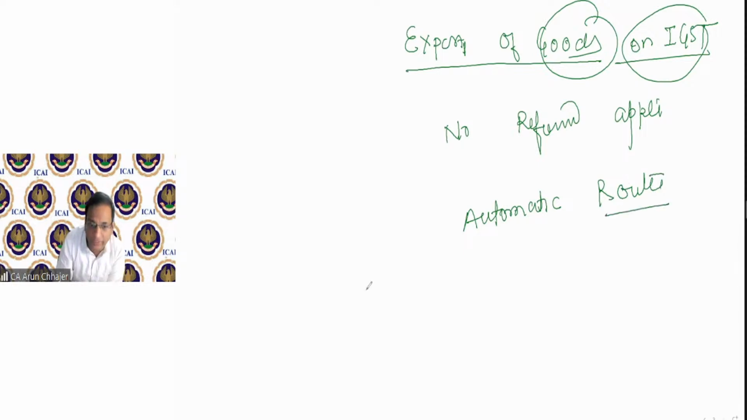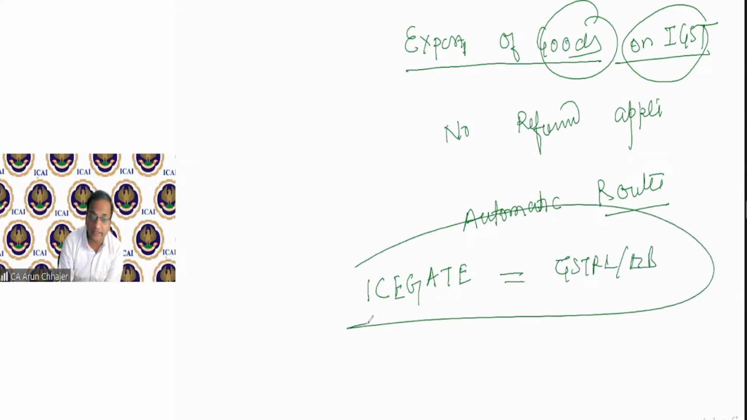How is it automatic? When the shipping bill is furnished, the data in the ICEGATE will be matched with GSTR 1 and 3B. If it is matched, then the system will issue the refund. The system will give the refund automatically. You are not required to file the refund application at all.